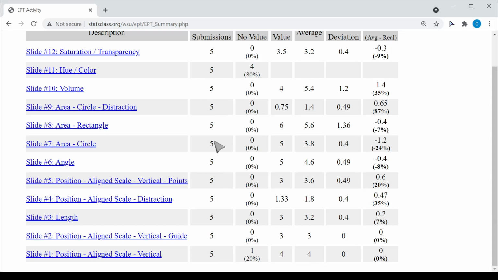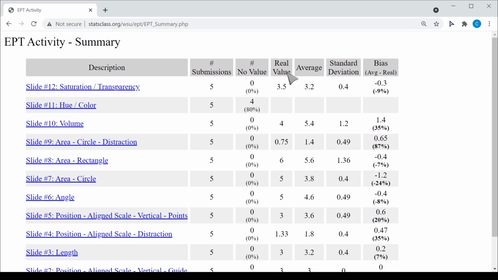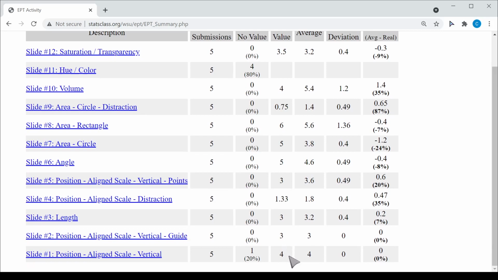I had 5 people complete this activity ahead of time. These will just increase as more and more students complete this activity. The real value is what that value should be. So it looks like we're doing really good on this first one, which is just the position aligned scale. That's the easy one there.